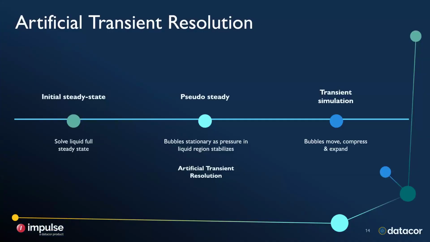So, a little more information to understand what artificial transient resolution does. We have to understand a bit more about how the gas pockets are initialized. So the first solver stage is purely steady. This is basically the same as Fathom, and it's entirely liquid full. The second stage is where that artificial transient resolution happens, and this is a pseudo steady state. So the liquid is modeled with the method of characteristics, but there are voids in the liquid where the gas bubbles are located. Essentially, the liquid is moving and the bubbles are stationary.